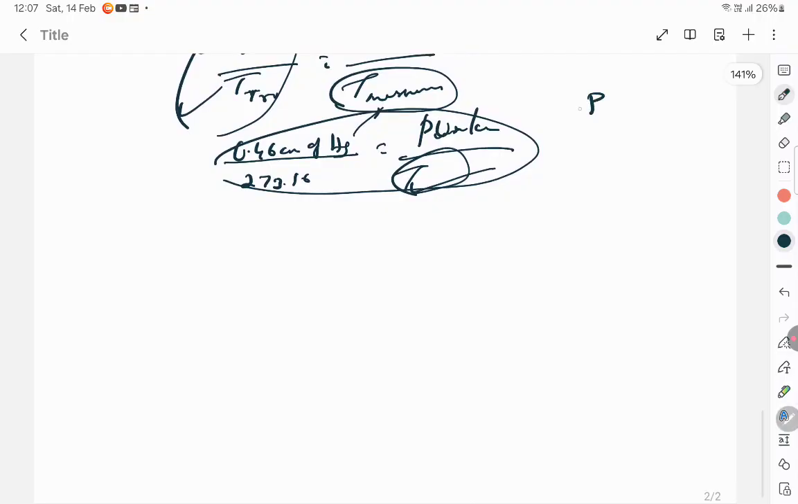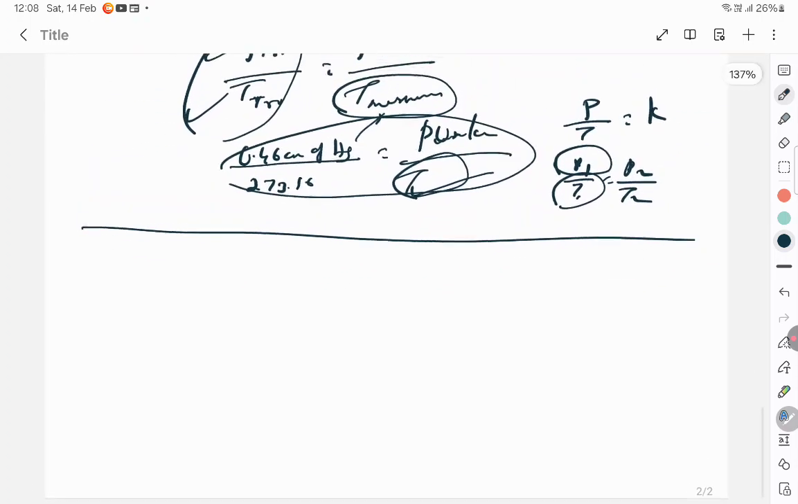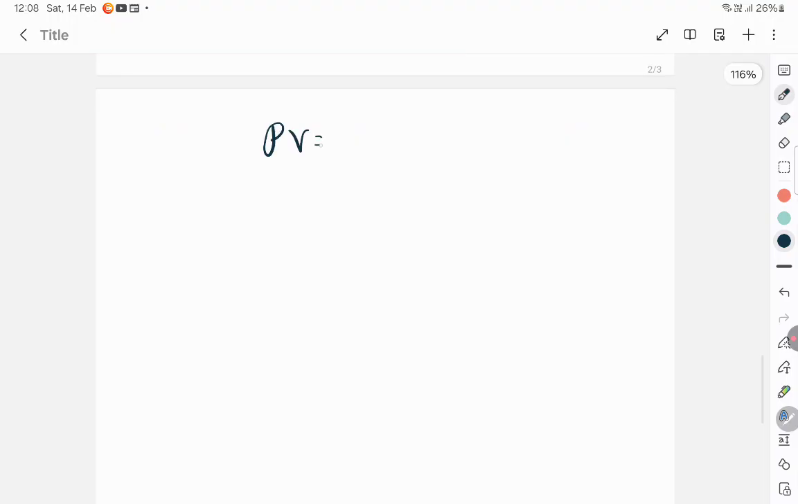Okay, so you know that P by T is a constant, or P1 by T1 is equal to P2 by T2, or in other words, pressure at triple point by temperature at triple point is equal to unknown pressure by known temperature, whatever. Then let's write what is the gas equation. The gas equation is PV is equal to nRT, where n stands for number of moles and R stands for gas constant, which is 8.31 joule per mole per Kelvin. Mug it up. So it's nRT, where T is the temperature, P is pressure, V is volume.